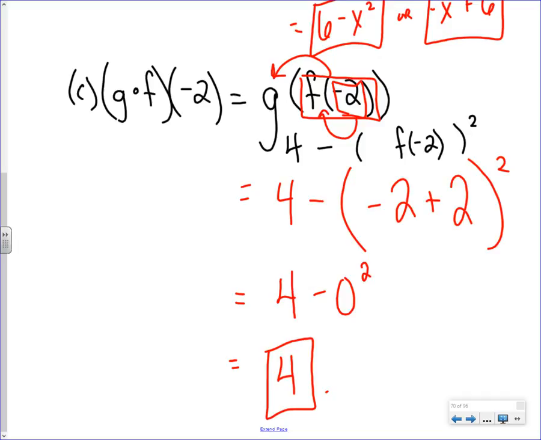And who needed to be the somebody plus 2? Negative 2 got plugged in. So negative 2 got plugged in to the x plus 2. That all got plugged in to the g, which is 4 minus somebody squared. And all we had to do then was negative 2 plus 2 was 0. 0 squared is 0. 4 minus 0 is 4. Okay, so those were compositions.